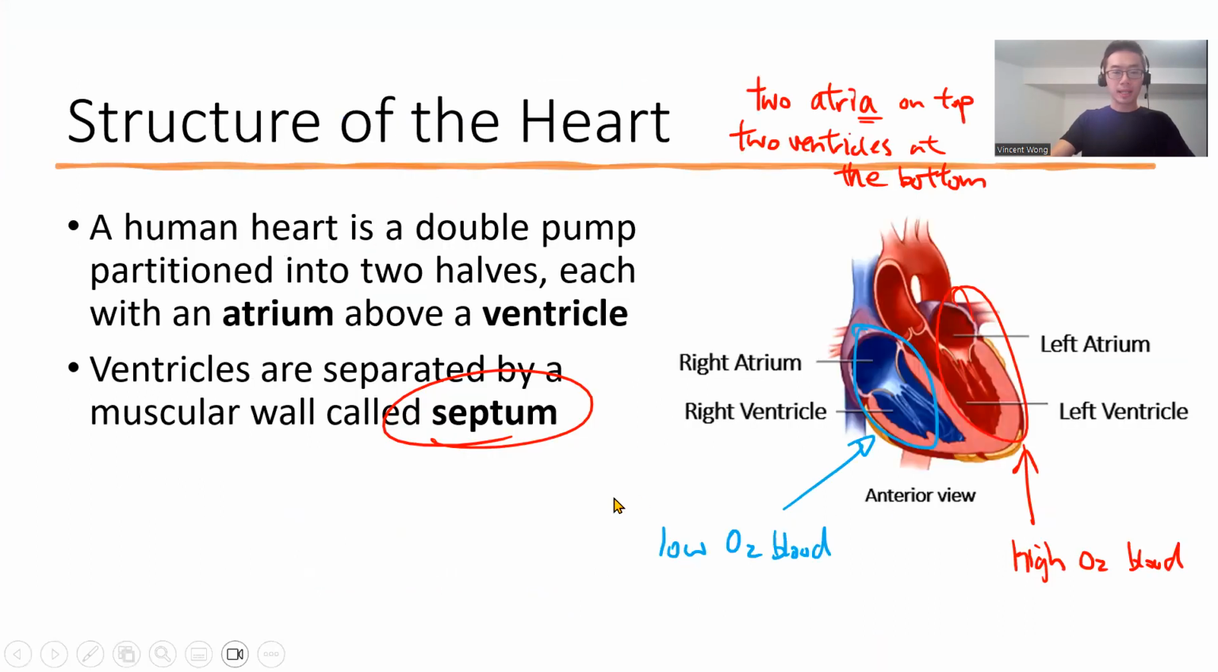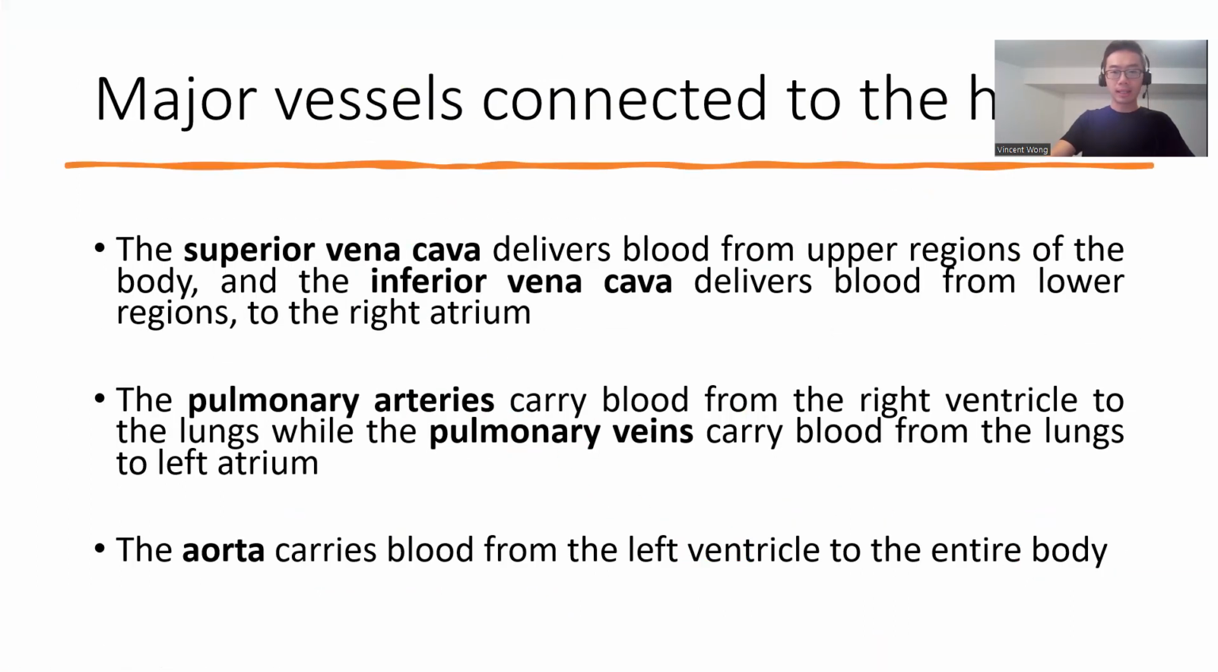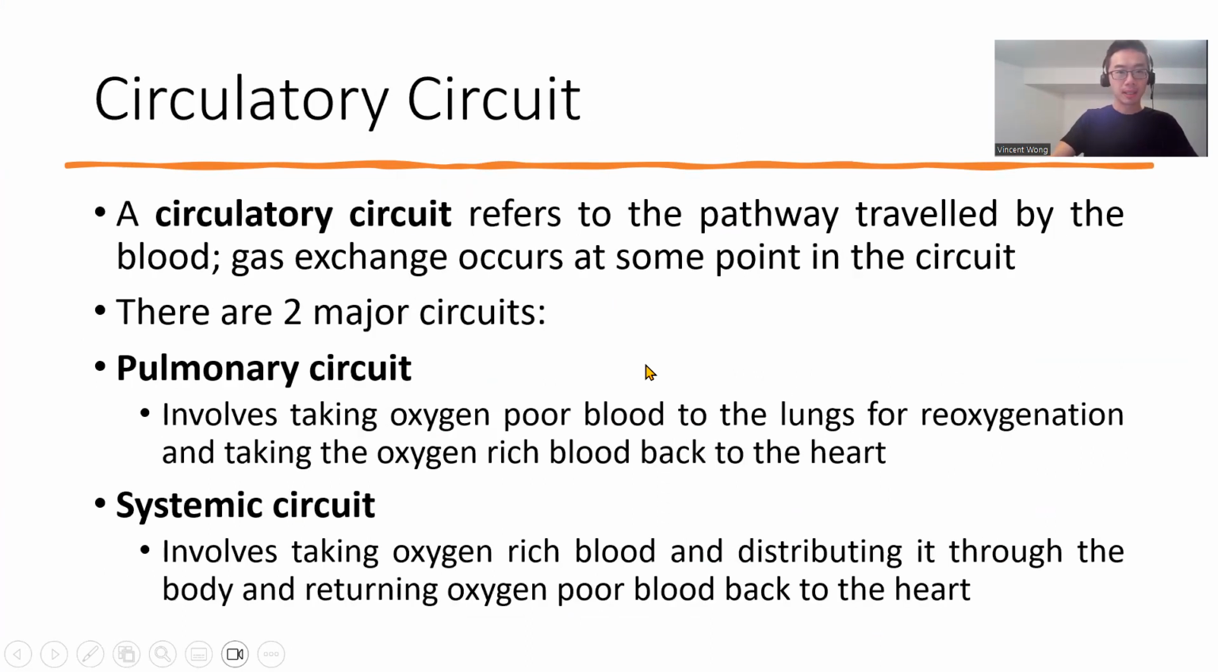Let's take a look at the PowerPoint again. These are everything that I told you about. You can read it, compare it to the notes and try to understand it. All right, so let's move back a little bit. Take a step back and try to understand this more. I already told you we have a closed 2-circuit circulatory system. So let's put a name to these circuits. We have the pulmonary circuit and the systemic circuit.